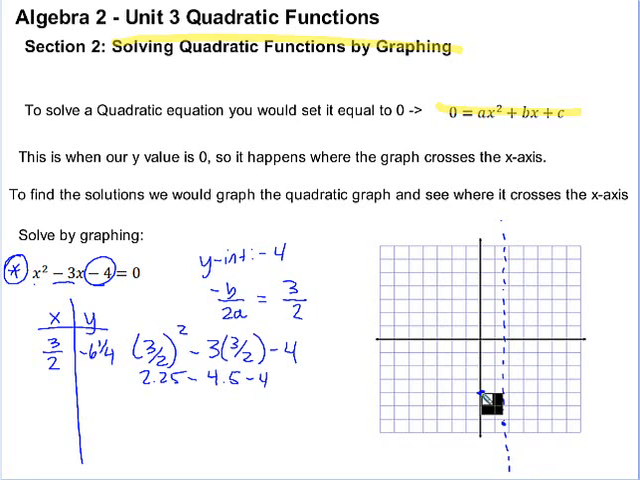So notice we have this point here at 0, -4. We have the same point on the other side of the line because it is symmetrical.